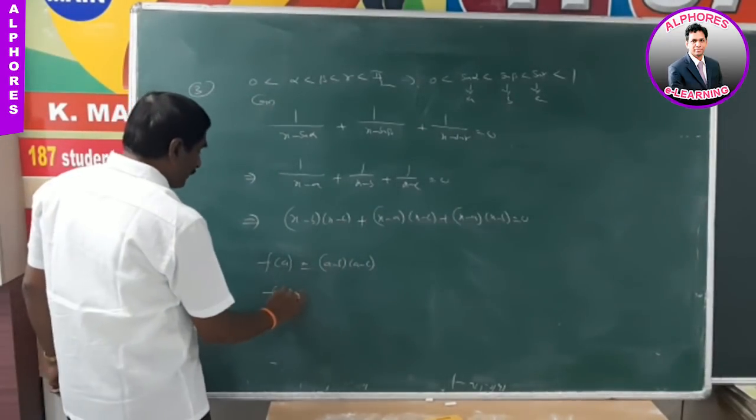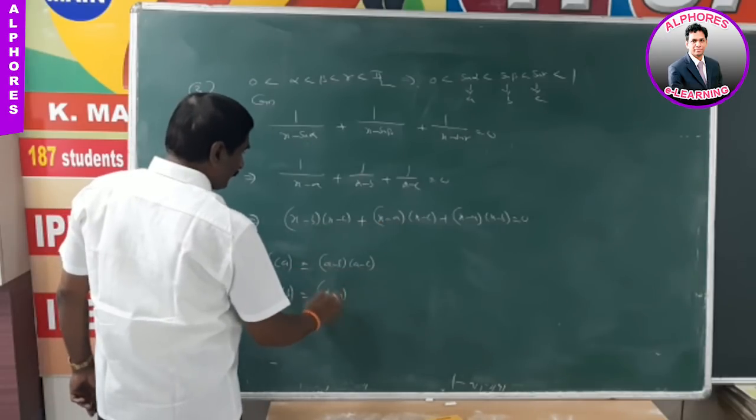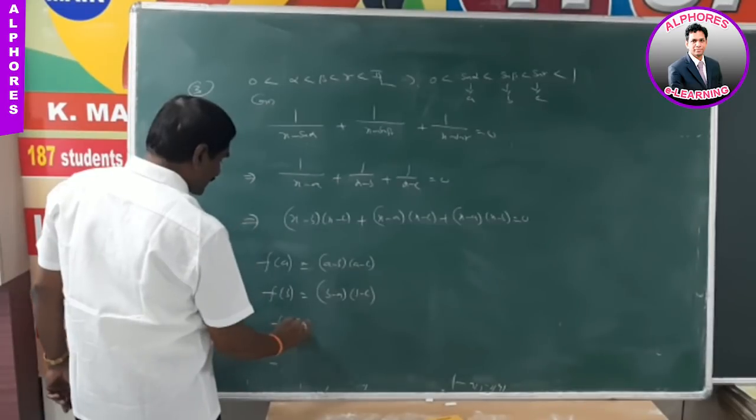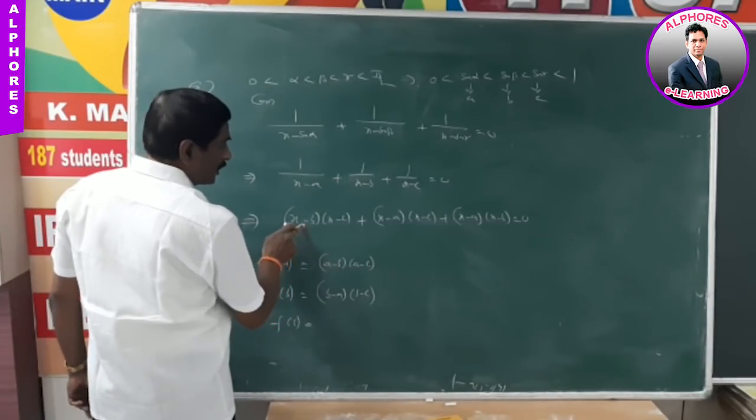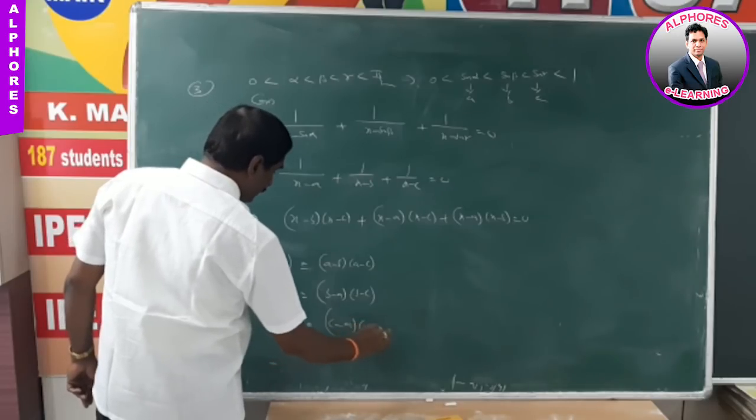Next, f of B. f of B is equal to: first value is 0, next one (B minus A), (B minus C). f of C: 0, 0, (C minus A) into (C minus B).